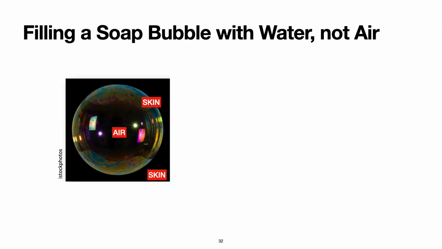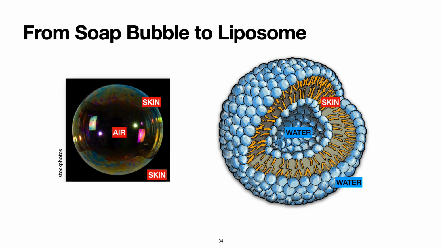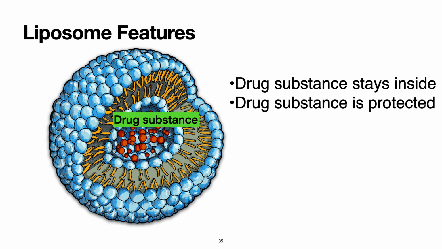We started with soap bubbles. A soap bubble filled with air. And let's now change that system. We keep the soap bubble, but imagine that we don't have air inside, but we have water inside. So we have a system where we have water inside, a skin, and water outside. It looks a bit different, but you can imagine it looking like this. A system, a sphere with water inside. We call that a liposome. And what's nice about that system is you can actually put a drug substance inside that liposome, inside that aqueous cavity.